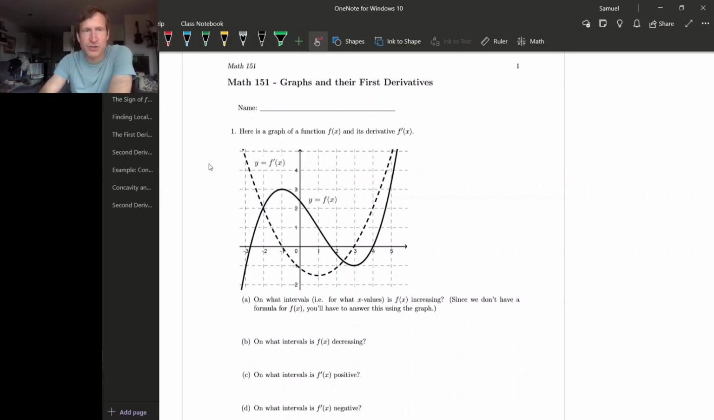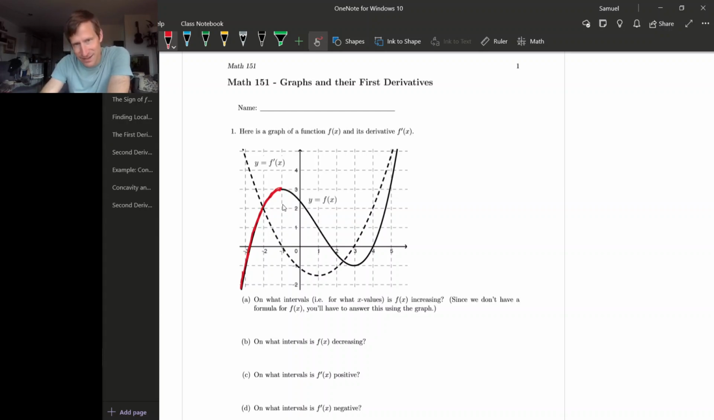For A, on what intervals is f of x increasing? So f of x is the solid graph here, and increasing, we're just looking for places where it's going up as we move rightwards. And it looks like over here, so I'm going to color where it's increasing red. Over here it's increasing because it's going up, and it continues going up all the way to this top point here. Then it stops increasing because as you move rightwards, it goes down instead of up.